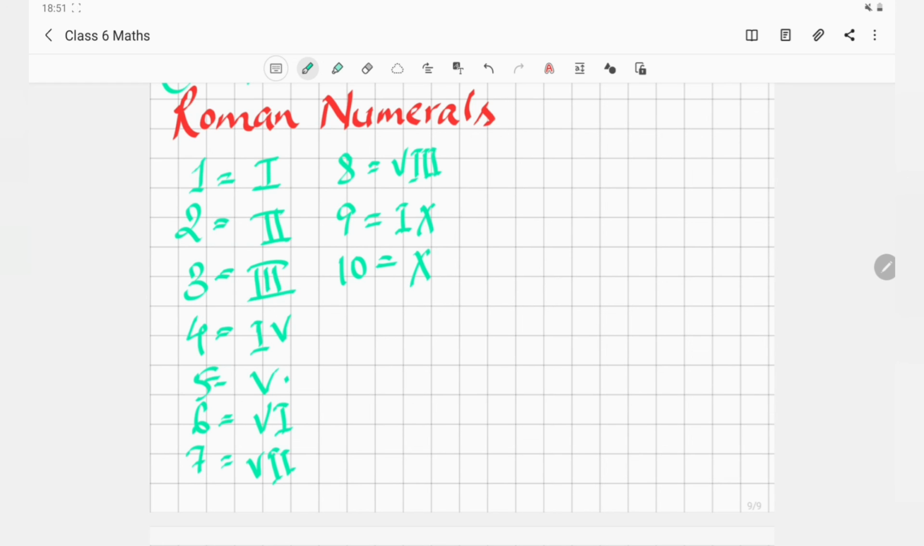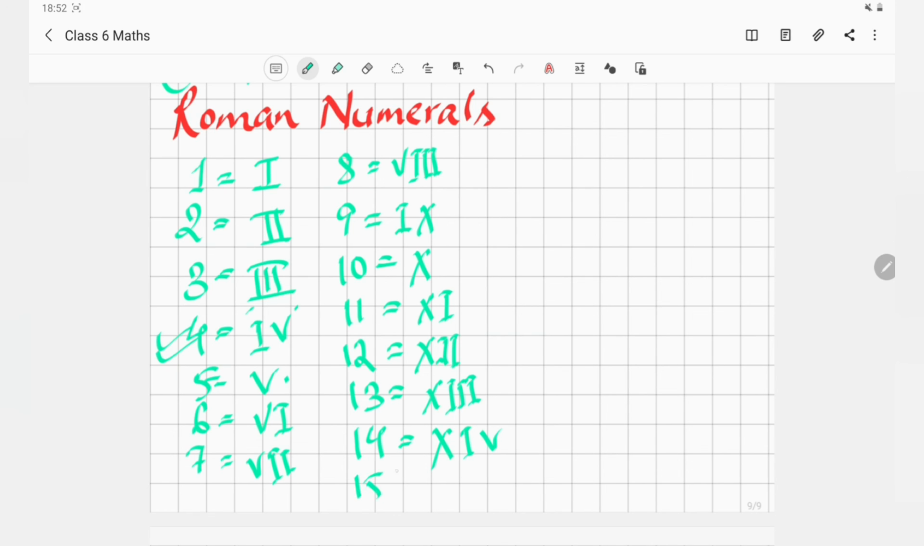We will keep doing it, and let us say if you have to get 11, 11 is X and I, 12 is X and double I's, 13 is X and triple I's, 14 again we go back, we will add the 4 which is here and we'll add the 10 which is here. So 10 plus 4 is 14, so we'll represent it as X, I, V, 15 will be X and V, and so on and so forth. We'll just go on doing that.